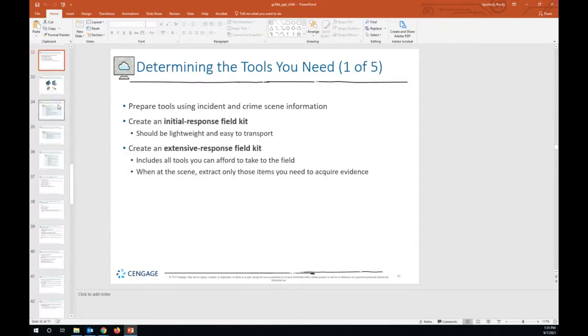You also need to determine what tools you'll need. So you can prepare tools using incident crime scene information. You can create an initial response field kit. It's a portable kit that contains only the minimum tools needed to perform disk acquisitions and preliminary forensics analysis in the field. So it should be lightweight and easy to transport. You can also create an extensive response field kit. That's a response kit with all the tools you can afford to take to the field. Now, when you're at the scene, you want to extract only those tools that you need to acquire the evidence.